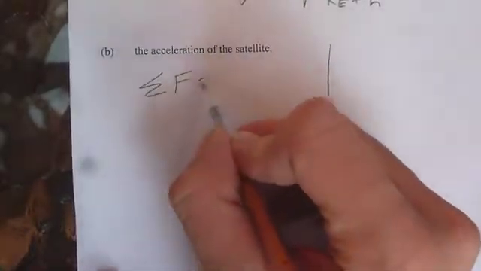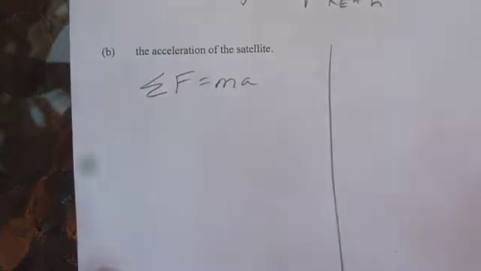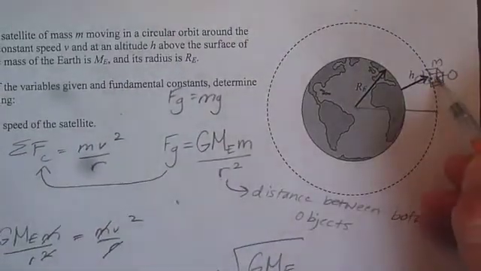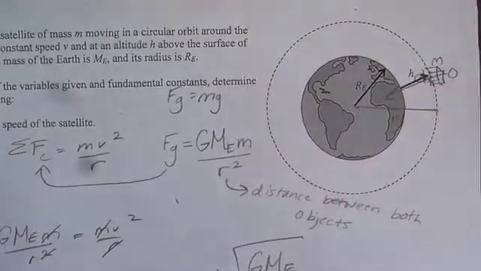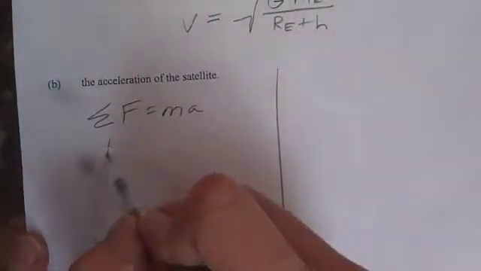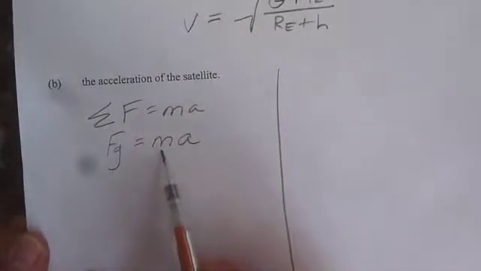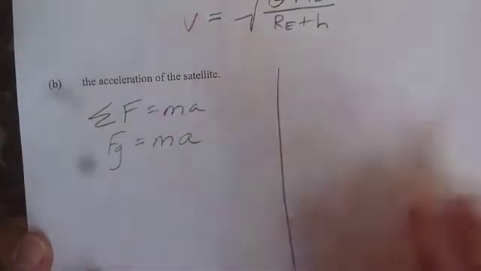The sum of the forces equals ma. Well, there is only one force acting on my satellite, and that's the force of gravity pulling it towards the Earth. So I can acknowledge that it's the force of gravity that's causing my satellite to accelerate. That's the mass of the satellite. That's the acceleration of the satellite.